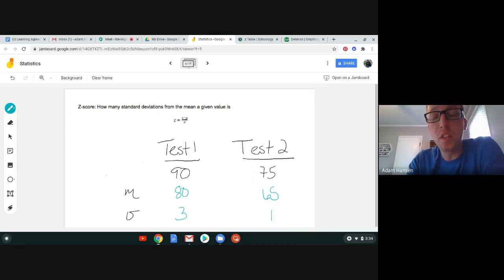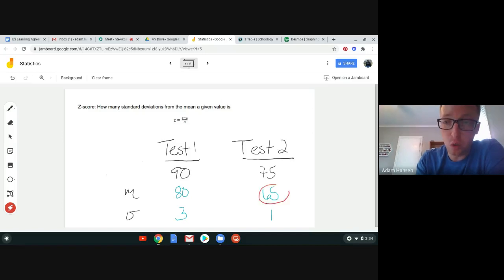So now, on which test did you do better when compared to your class? And the answer is on test 2, because most people got a score closer to 65, which means that your score of 75 is a more extreme outlier. You still did 10 points better here, but there was more spread in the test 1 scores, so your score of 10 points better than average isn't as rare as it would be on test 2. And that goes back to our z-score formula. The z-score tells us how many standard deviations from the mean a given value is. It kind of puts everything on the same scale. It tells me how atypical a given data point is when compared to the rest of a normal distribution.